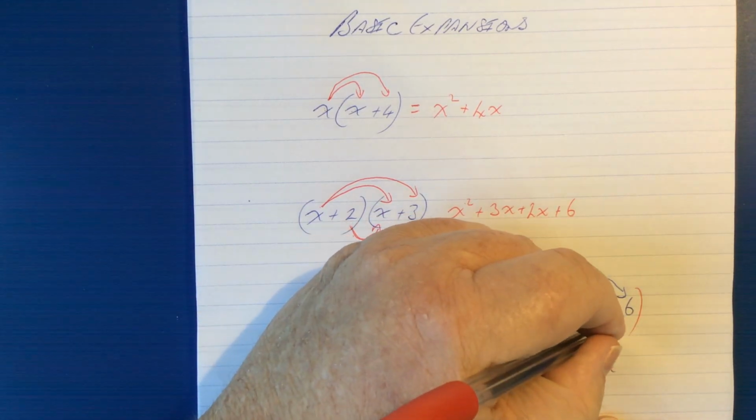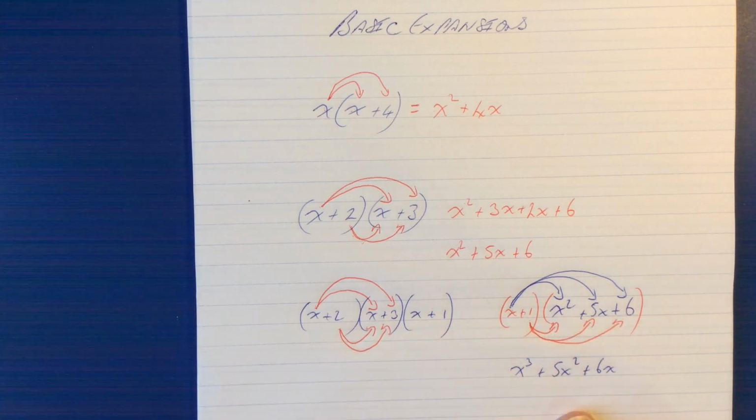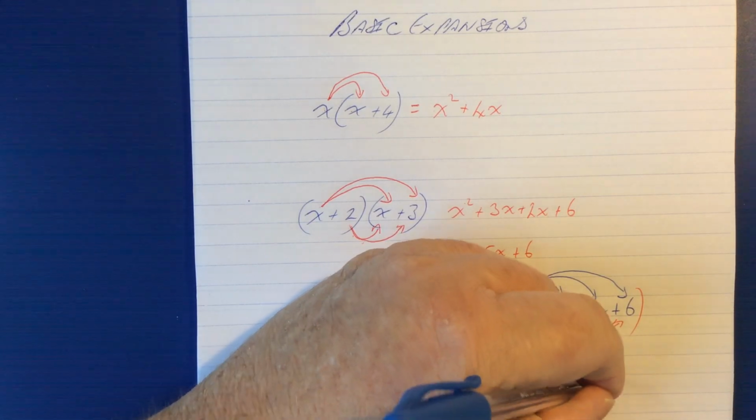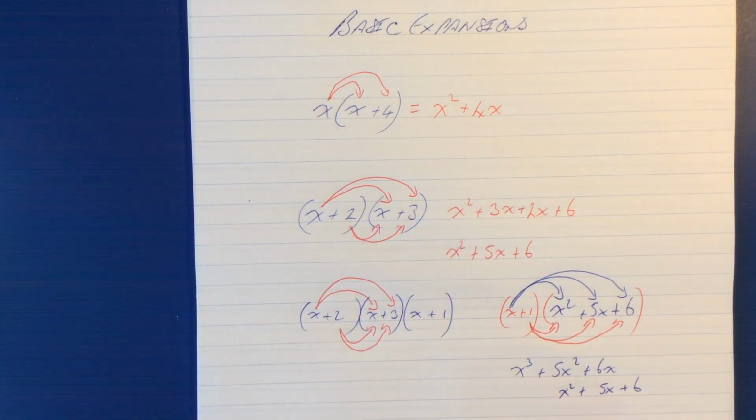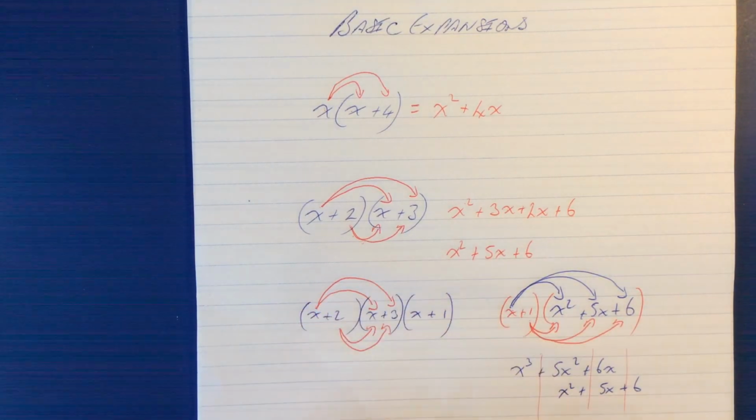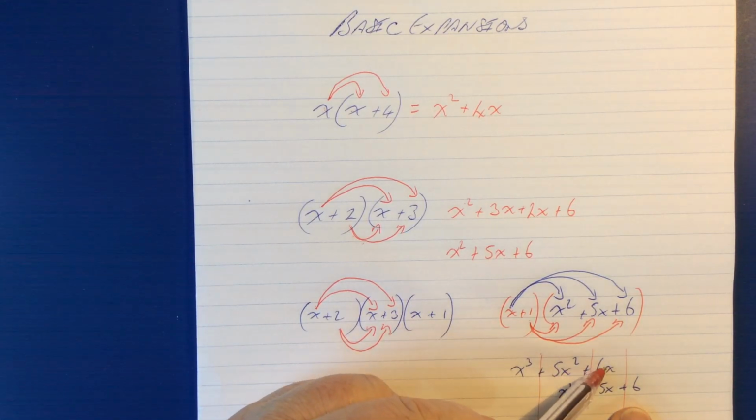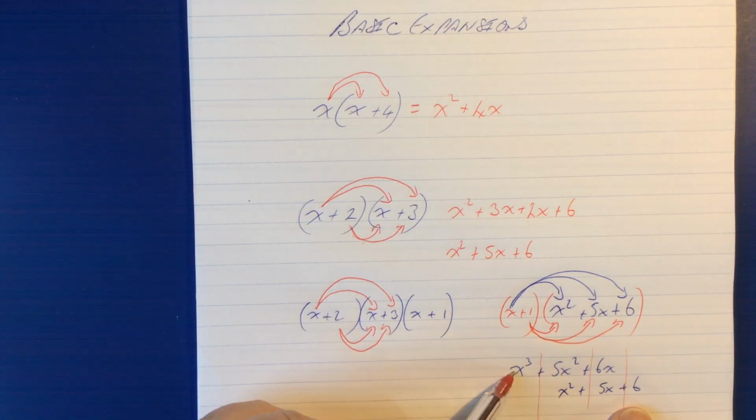Now, I hope you realize that if I multiply an expression like this by 1, I'm going to get this expression. So I'm just going to write that in here: x squared plus 5x plus 6. And I want you to notice that I've set this up so that the x's are in the same column, the x squareds are in the same column, and x cubed is out here, and this integer is out here.